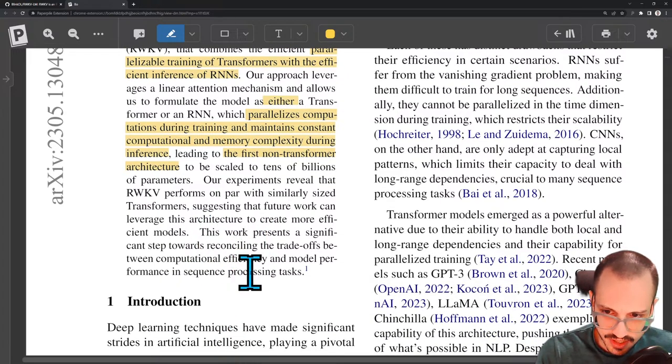This work presents a significant step towards reconciling the trade-offs between computational efficiency and model performance in sequence processing tasks. It's kind of weird that they chose to use the word processing there. Usually the word modeling makes more sense. But computational efficiency and model performance, the trade-off.